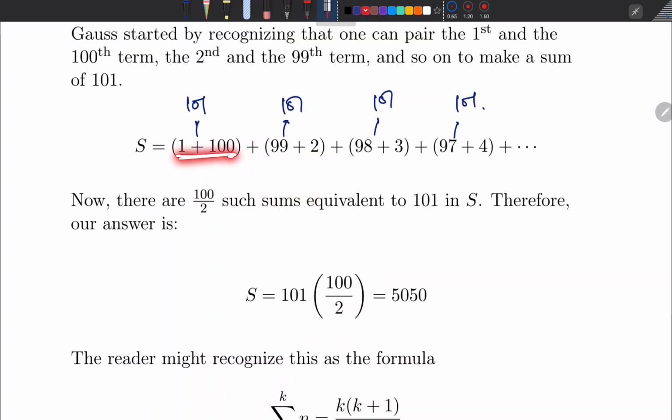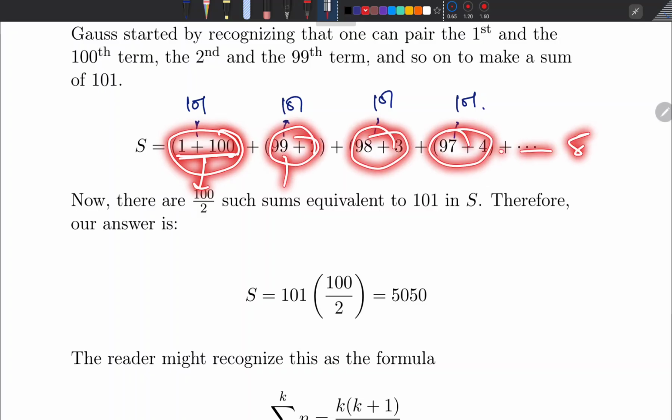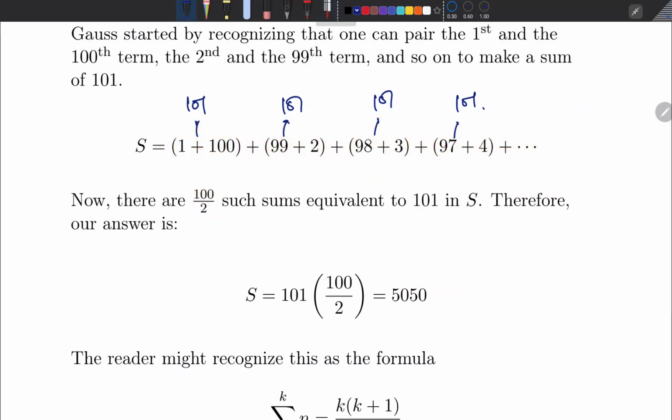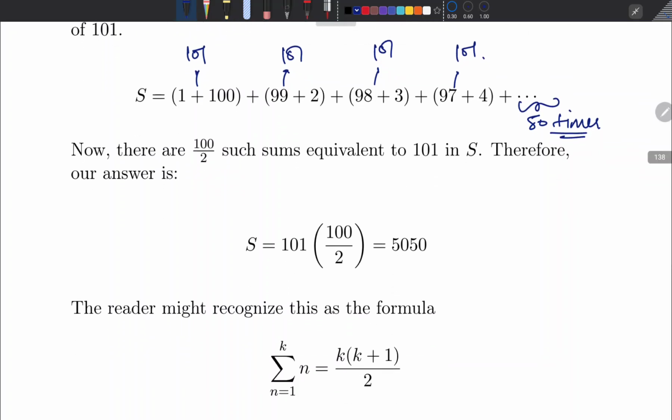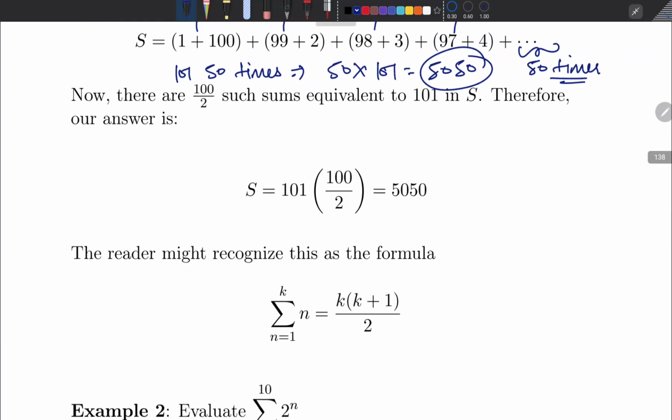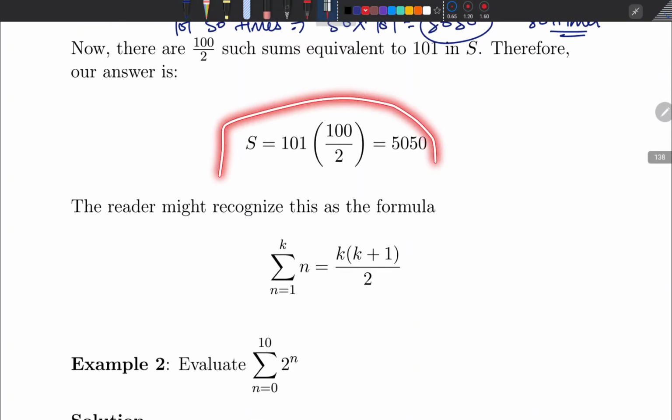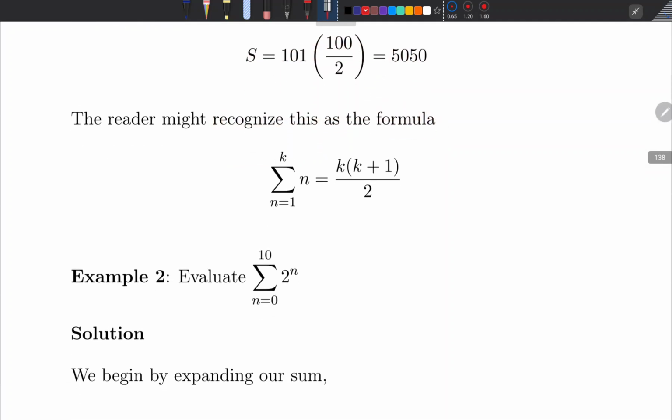So if we consider pairs here as well, we will have 50 boxes like this, right? So basically this is your 50 times. So you know what, if every box is going to give us 101, 101, 101, and so on, then basically we have 101, 50 times. So that's going to give us 50 into 101, and that is 5050. That's it. Just take a look at the beauty of this. This is really amazing.